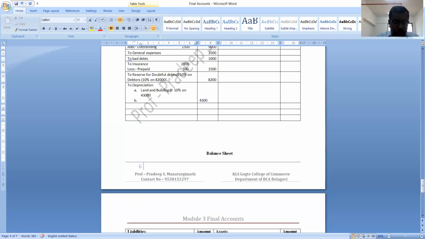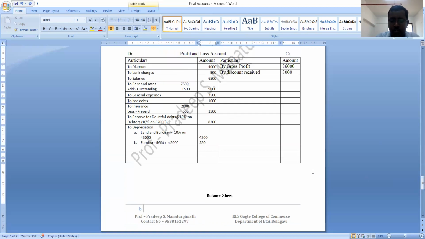B, that is furniture at 5% on how much? 5,000. So 5% of 5,000 is how much? Sorry, 250. It is 250. Understood? This is total depreciation on land and building and furnitures. Okay. So we're done with all the adjustments, right?